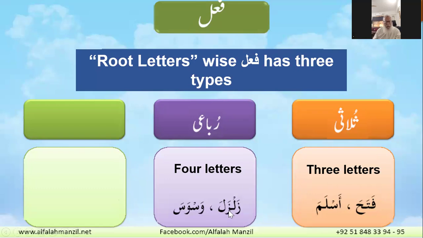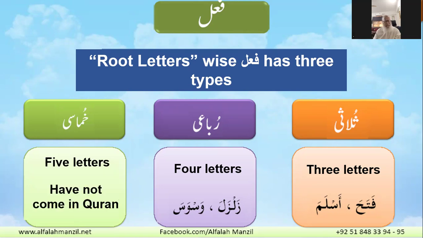But in case of Rubai, there is no extra letter. They are originally 4-letter words, root letters. So they are called Rubai. Rubai means 4, Salasi means 3. These are the numbers in Arabic. And there is Khumasi, 5 letters. But actually, the 5-letter word, Quran has not used. Khumasi means the original root letters, they are 5. It has not come in the Quran, so we will not talk about this Khumasi.